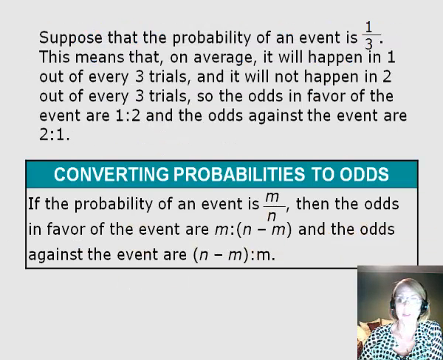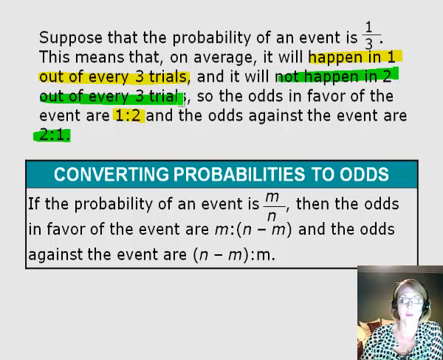Suppose the probability of an event is 1 over 3. That means on average it will happen 1 out of every 3 trials. It will not happen 2 out of every 3 trials. So the odds in favor of the event are 1 to 2. That means it happens in 1 out of every 3 trials. And the odds against the event are 2 to 1. That means it will not happen in 2 out of every 3 trials.